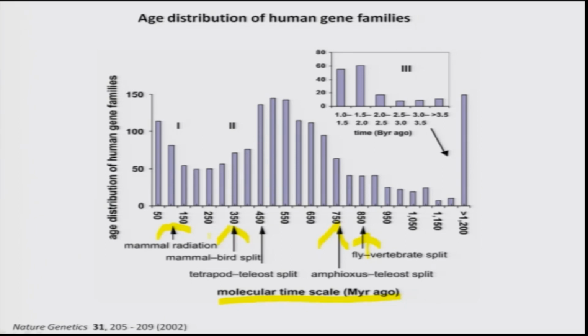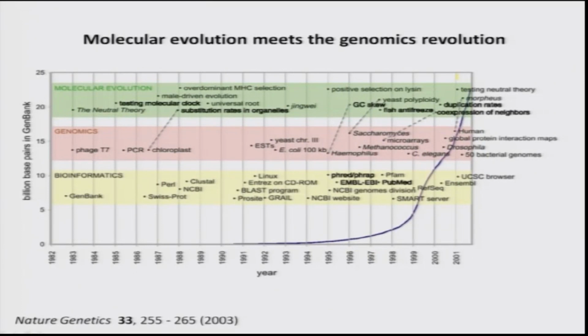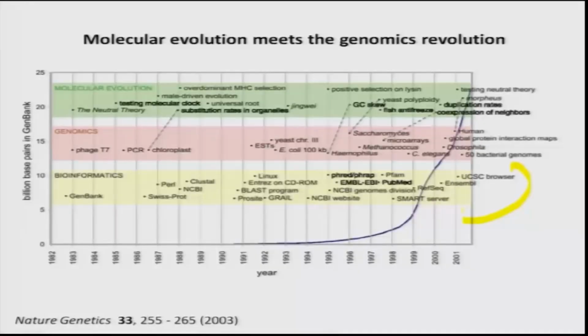So, you can see that the majority of genes are still there. Some of them are a pretty old set of genes that we still have. So, that is what this bar diagram represents. This is just to tell you about molecular evolution, and how whatever understanding we have has come from the genomic revolution that we discussed so far in this course. So, what is shown here is the genomic revolution.